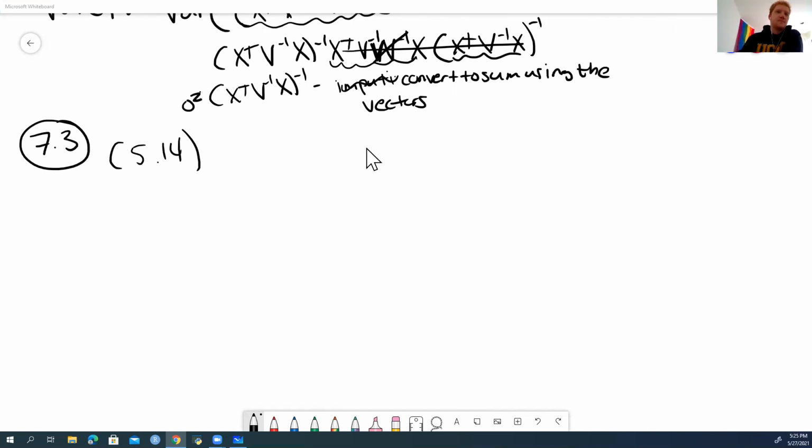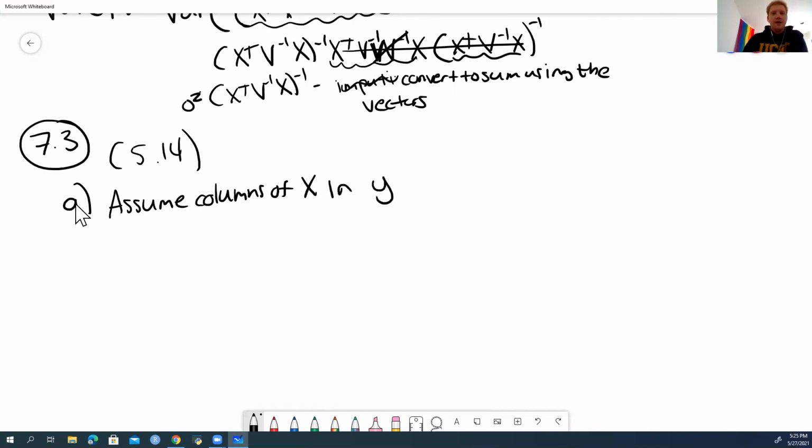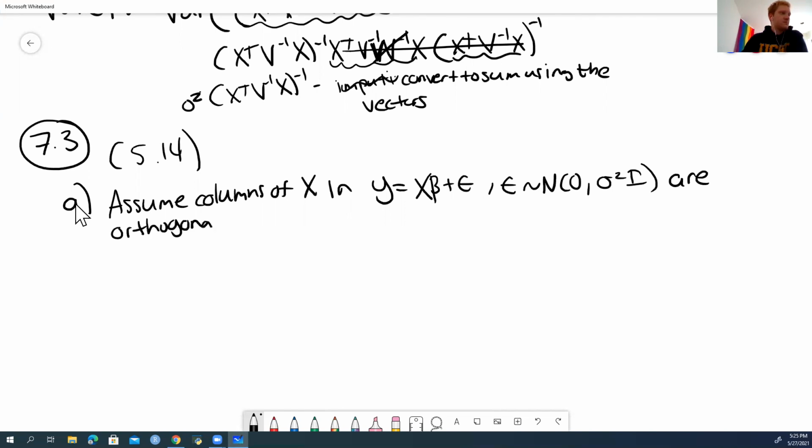okay. So A, they say, okay, assume we have the columns of X, where Y is equal to X beta plus epsilon, where epsilon is distributed normally with zero mean, and the columns are orthogonal. Show that beta i hat, beta j hat are independent.